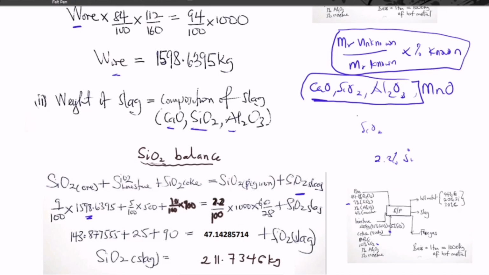Times the molar mass of unknown, which is 60, which is the silica, over the molar mass of known, which is 28, times the percentage that's been already times, then plus the silica of the slag. So yes, silica in the slag, then you do the calculation, and then when you reduce it, you're going to get 143.387 plus 25 plus 90 equal to 47.12571 plus the silica in the slag, and at the end the silica in the slag will give you 211.7.